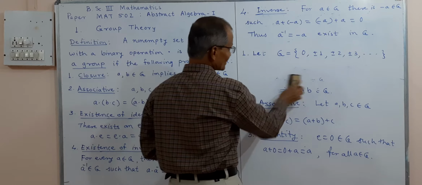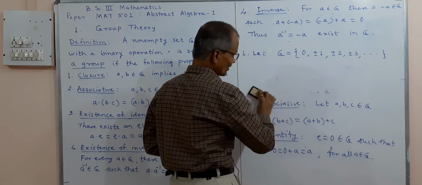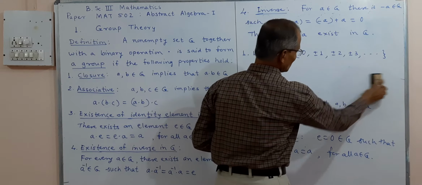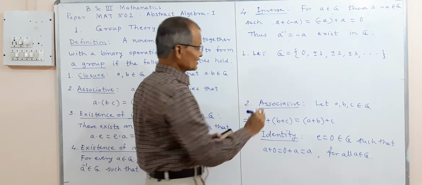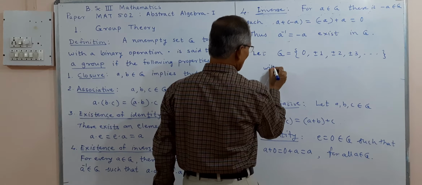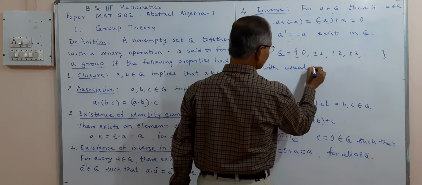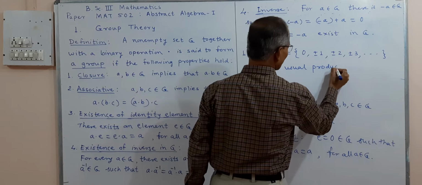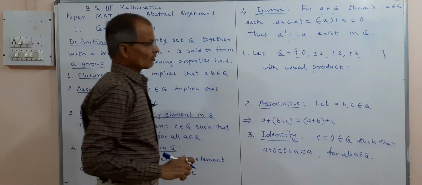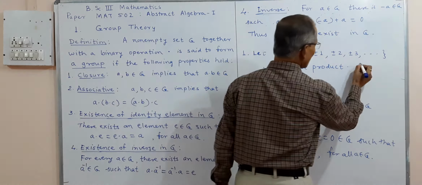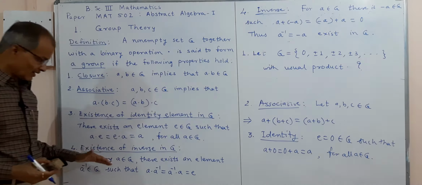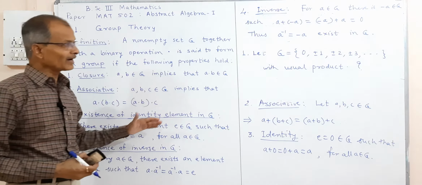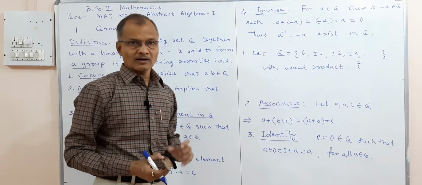whether it will form a group, or if we consider the same set, whether it will form a group with usual multiplication, or usual product. Whether this set with usual product or multiplication is a group or not. Now we have to check the properties one by one. If all the four properties are satisfied, then that will be a group.